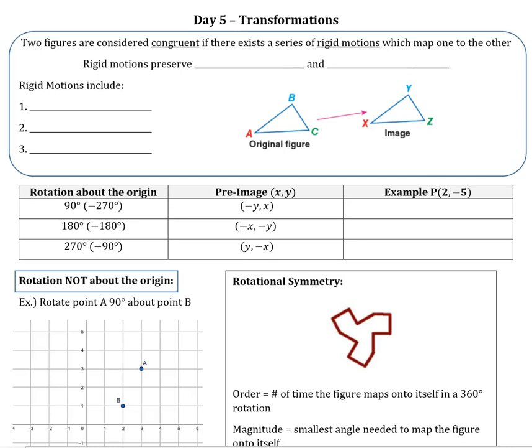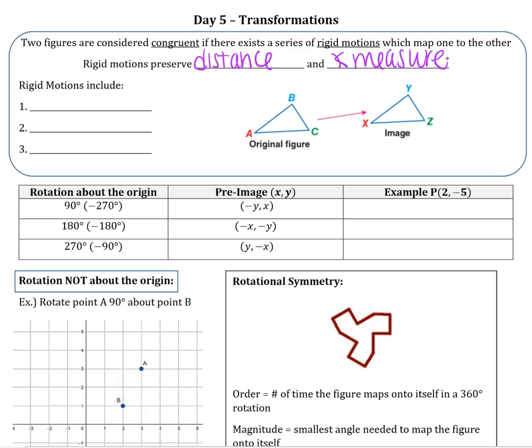Today we're going to review Unit 4, which was transformations and rigid motions. We're also going to review things like dilations and equations of lines in this day as well. So first of all, two figures are considered congruent if there exists a series of rigid motions which map one to the other. It's important to know that rigid motions preserve distance of segments and angle measure.